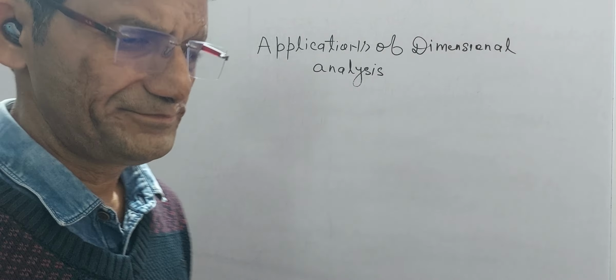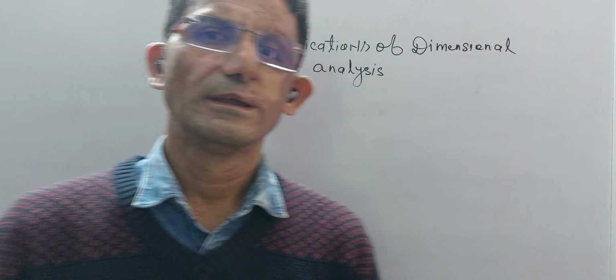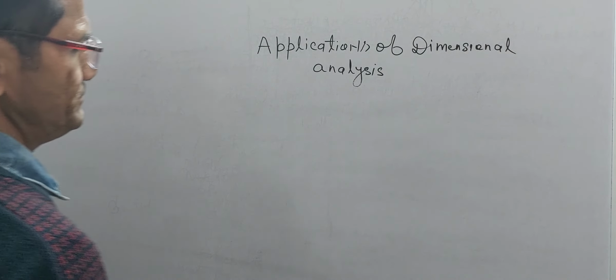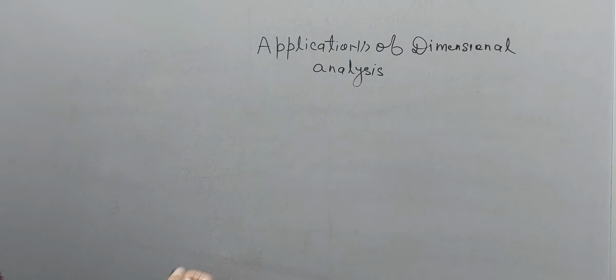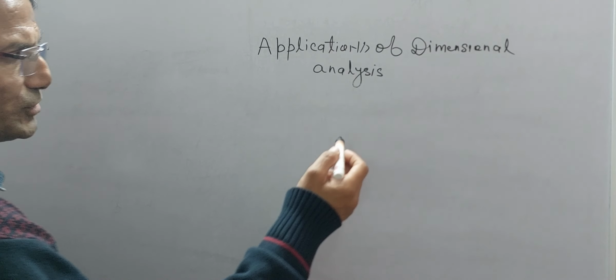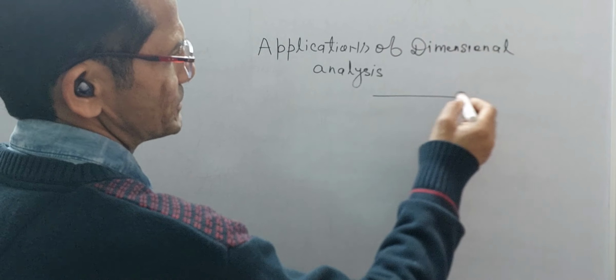Now let us start. The third application of dimensional analysis is to derive relations among physical quantities. Let us start with one example. Suppose a pendulum is oscillating. This is our pendulum.